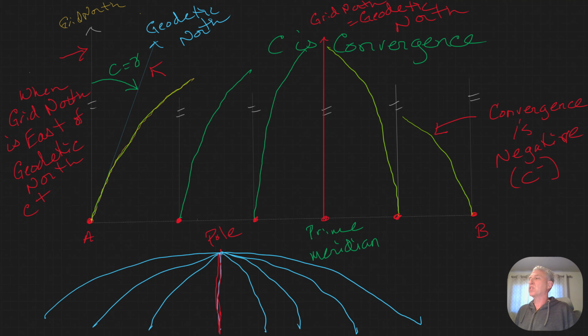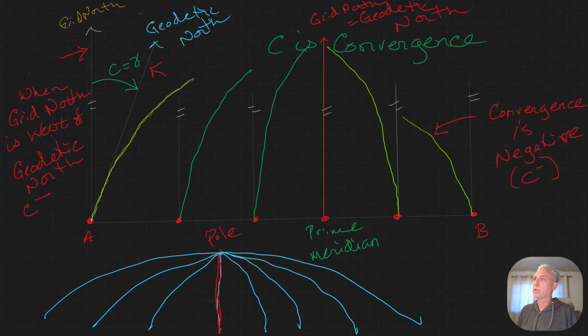Just the positives and negatives, it's reverse. So when grid north is, let's see, here we have grid north. I just drew it on the wrong side and gave it the wrong thing. So over here it's west. You can tell grid north, my white lines on this side of the prime meridian are west of the blue lines. So when grid north is west of geodetic north, then convergence is, excuse me, negative.